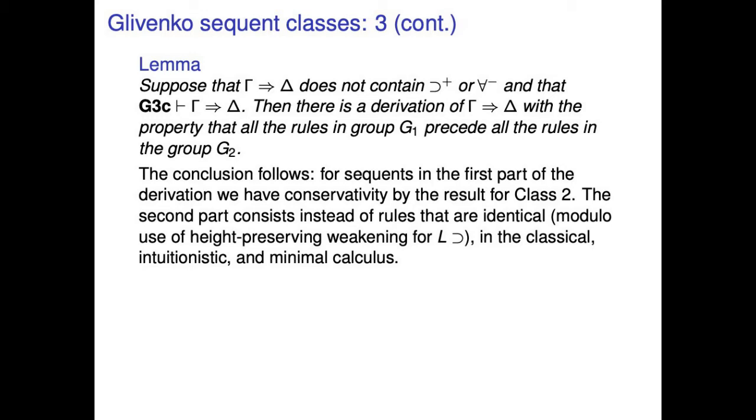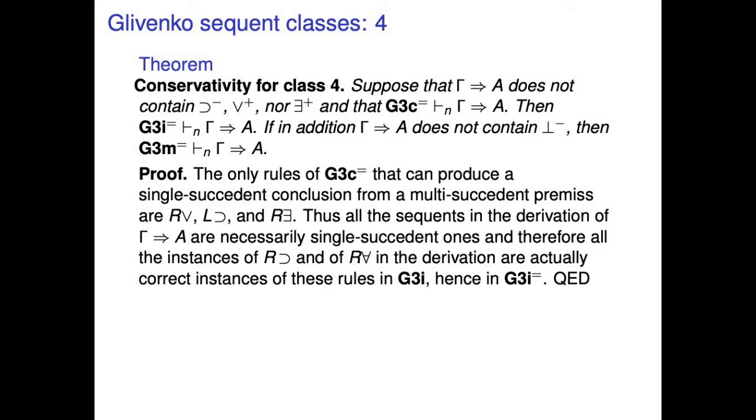So then we come to the fourth class. If we have a sequent that does not contain single-succedent negative implication, positive disjunction, or positive existential, then classical derivability implies intuitionistic derivability, and the usual strengthening for minimal. And the proof of this result is simply the observation that the only rules that can produce a single-succedent conclusion from a multi-succedent premise are right disjunction, left implication, and right existential, but they are excluded by assumption. So all the sequents in the derivation are single-succedent. And so all the potential instances of right implication or right universal are absent. And so we have the conservativity result.